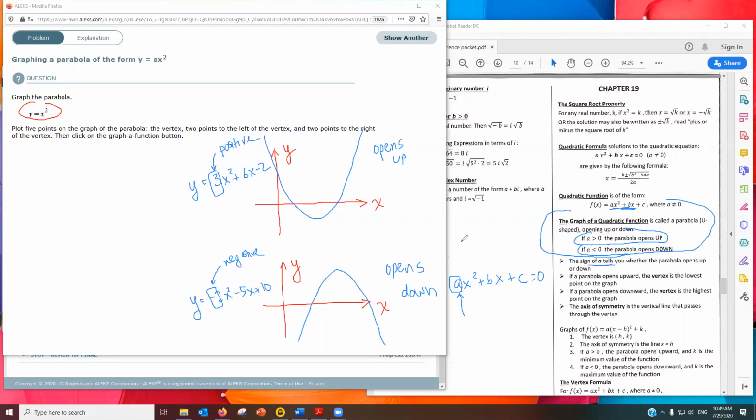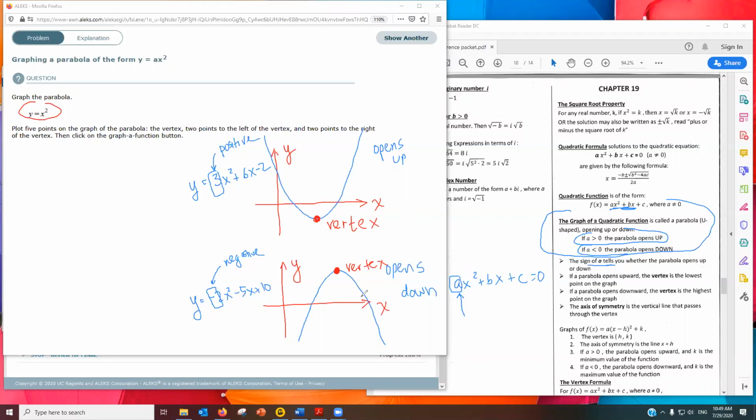All right, well, there's a couple of other important aspects of these graphs. One is we'd like to know this point right down here, which is kind of at the bottom of the roller coaster. We call this the vertex. If the graph opens down, the vertex is here at the top of the roller coaster. We call this the vertex.